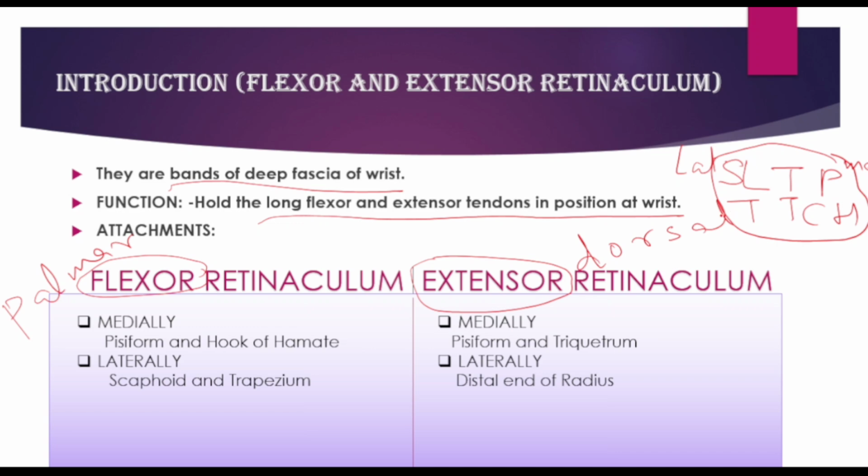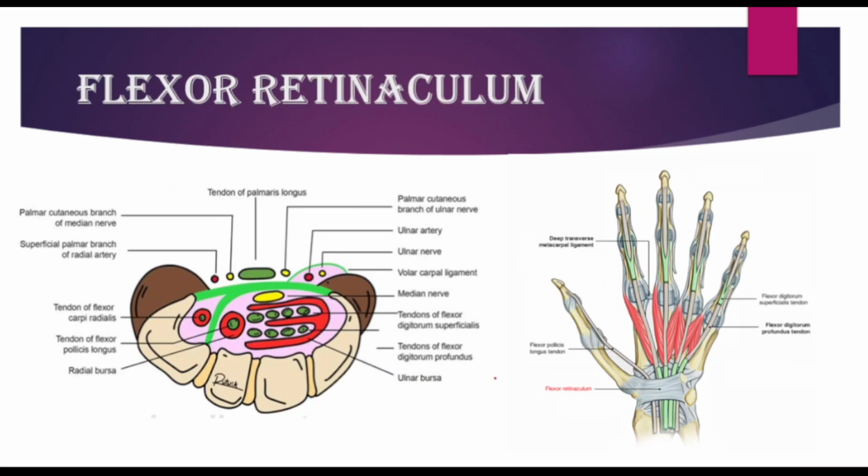Now, extensor retinaculum. Medially it is attached to the pisiform and triquetrum, and laterally it is attached to the radius bone. Which part of the radius? It is understood, na? The distal end of the radius. So we have learned all of these: pisiform, hook of hamate, scaphoid, trapezium, pisiform, triquetrum, and distal end of radius. Now, one by one, we will learn these retinaculums.